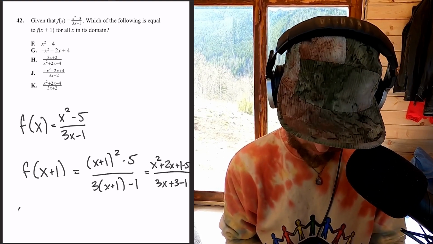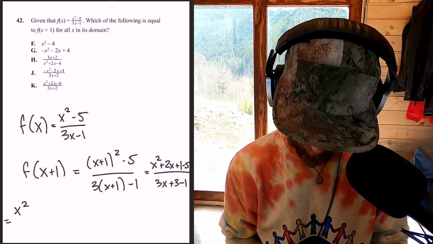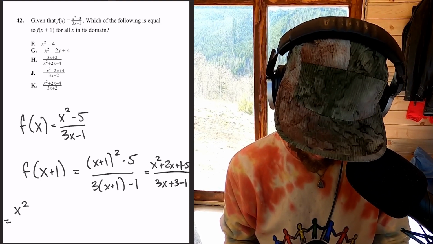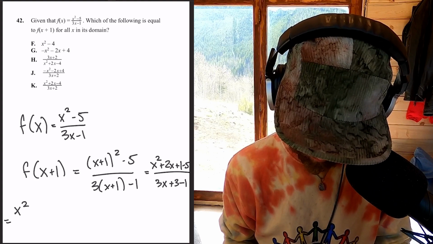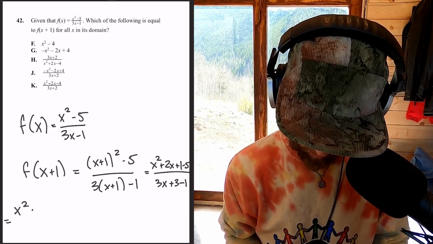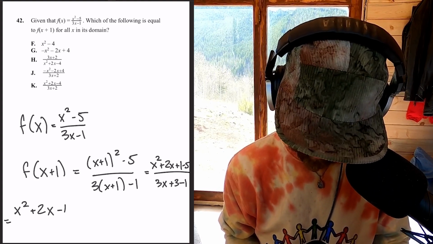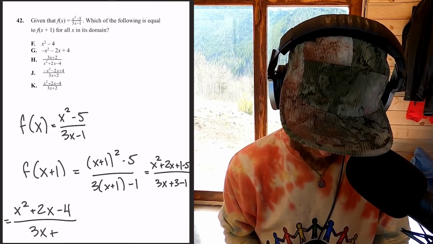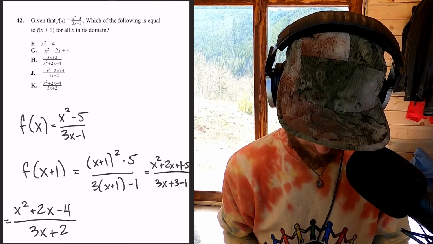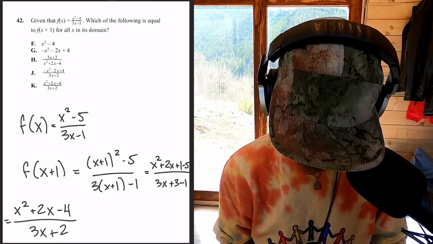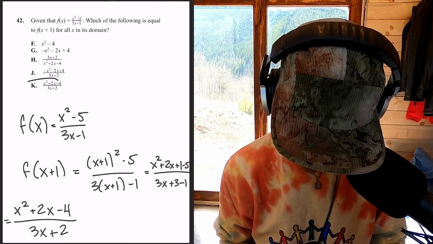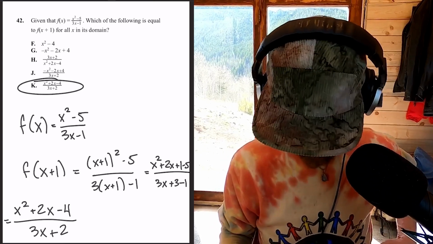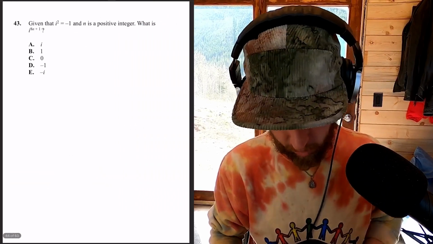Sorry, it got cramped there. X squared plus 2x plus 1, yeah, okay. So x squared plus 2x minus 4 over 3x plus 2. Is that an answer? X squared plus 2x minus 4 over 3x plus 2? That's right. I mean, could it be simplified? Maybe. I don't know. But that's the answer, so I'm going to go with it.